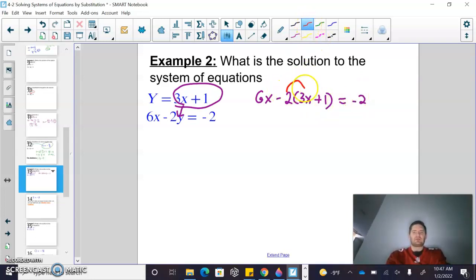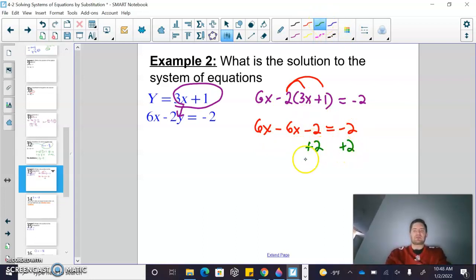We're going to distribute the negative 2 into the parentheses. So we have 6x minus 6x minus 2 is equal to negative 2. Add the 2's over to both sides, and then we have 6x minus 6x is equal to 0, and then combine the like terms, and you get 0 is equal to 0.